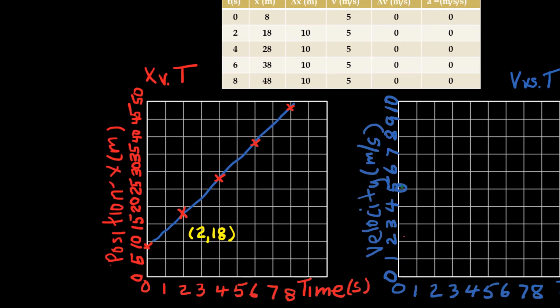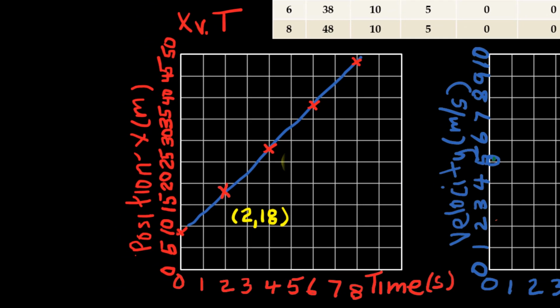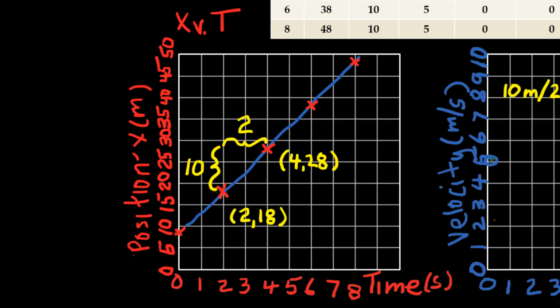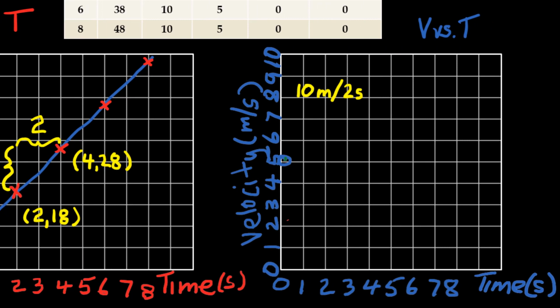So let's take position at 2 seconds, we're at 18 meters. At 4 seconds, we're at 28 meters. We'll look at rise over run there. So I went from 18 to 28, a difference of 10 meters. My run is from 2 to 4 seconds, a difference of 2 seconds. Let's go ahead and calculate what that slope is. 10 meters divided by 2 seconds is equal to 5 meters per second. Make sure we use the units as well.